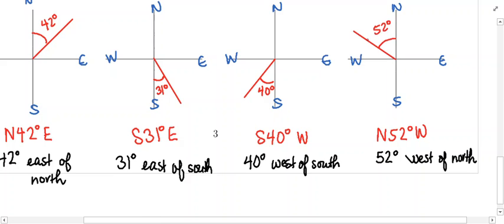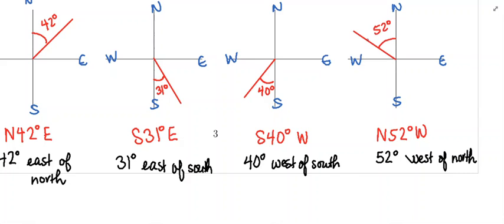So you will encounter several bearing problems. You need to be able to handle the bearing in both ways, either just a number, or if you have the angle that comes with the direction.